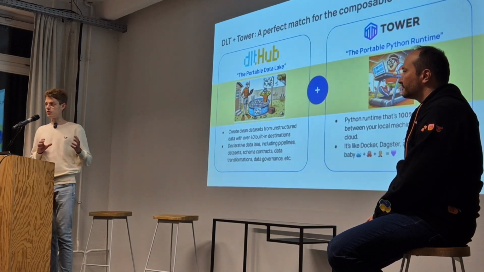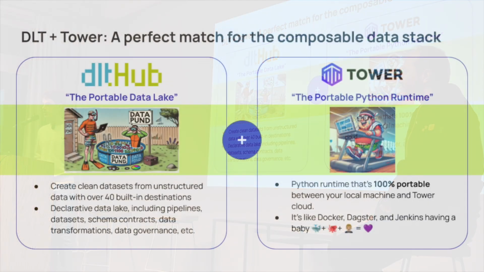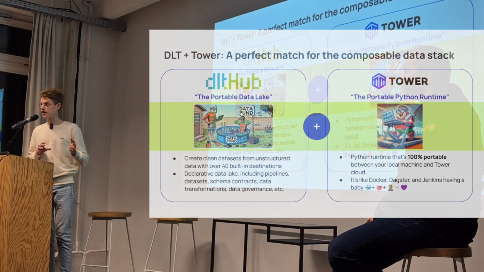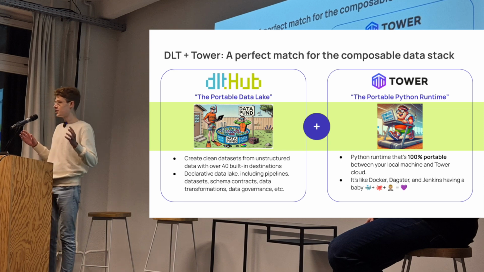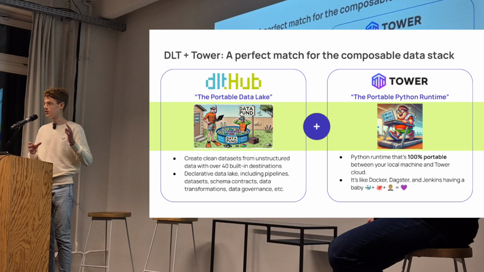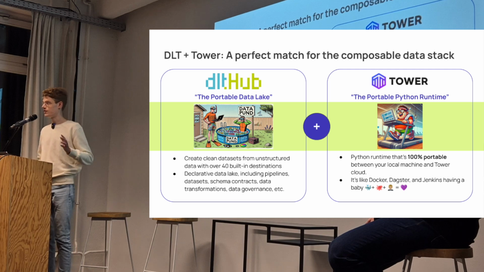So how do these two things fit together? I think we talked a lot about DLT today. It's a portable data lake, and Tower is the portable data runtime. And I would describe it as Docker, Dexter, and Jenkins having a baby. So you get the nice packaging from Docker, you get the dependency management from Dexter, you get the scheduling from Jenkins. That's kind of the best of both worlds for Python people.